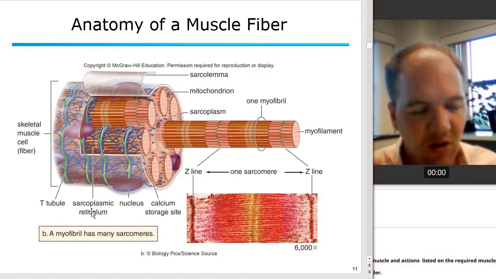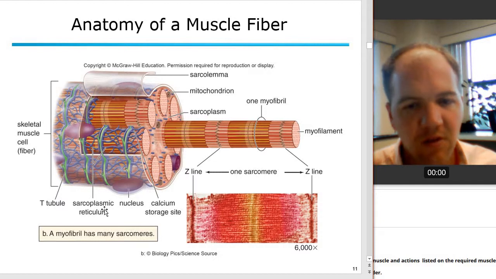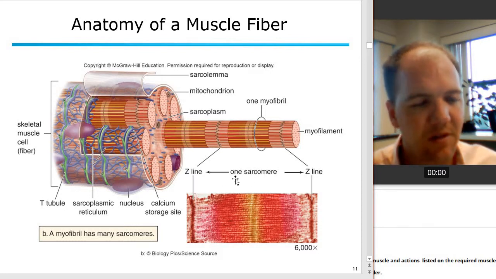You also see sarcoplasmic reticulum. Remember, in a general cell we have something called endoplasmic reticulum. In a muscle cell, the endoplasmic reticulum has a special name. They call it sarcoplasmic reticulum, so it's sarco again, relating to the muscle. And then we have sarcomeres, and this is where we're going to focus.